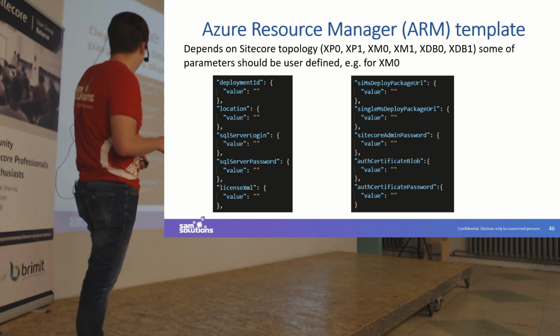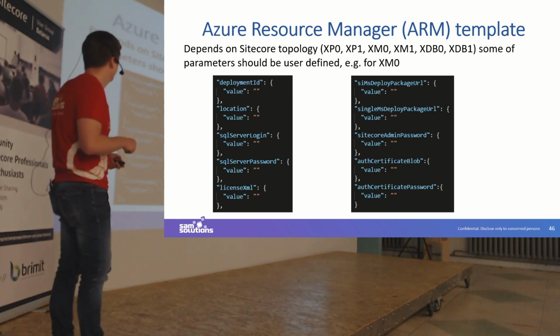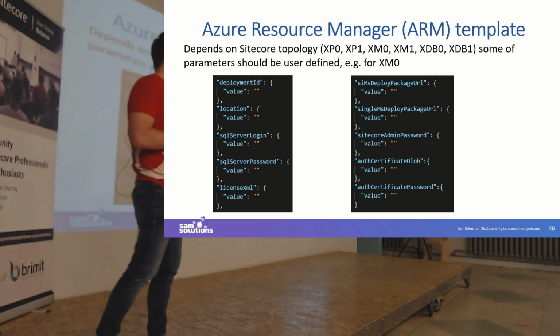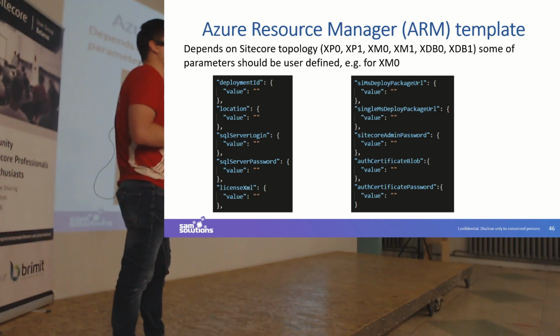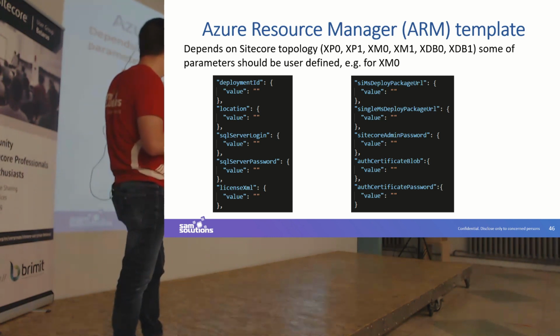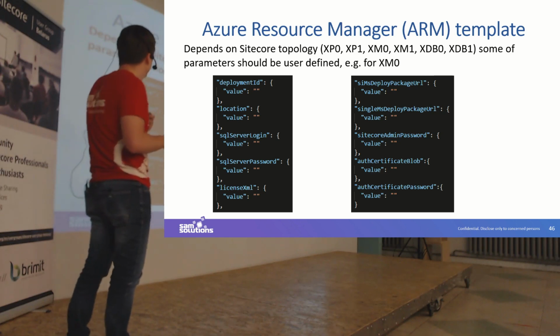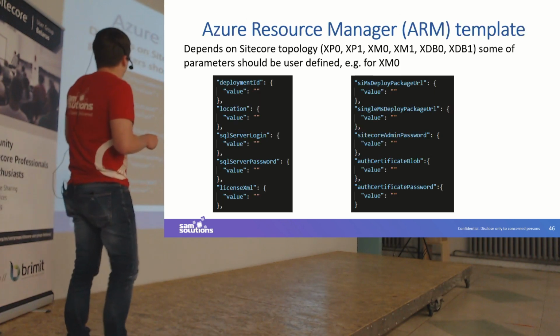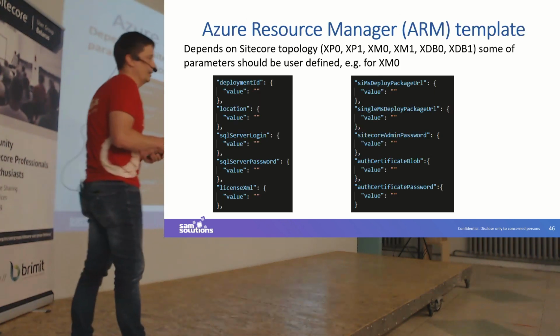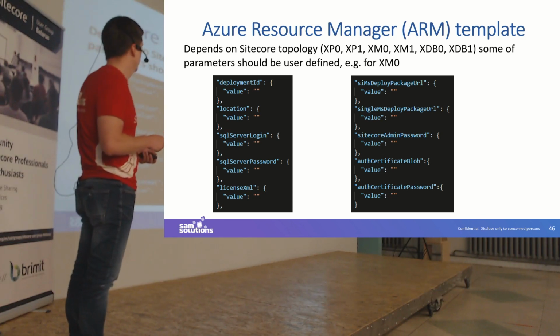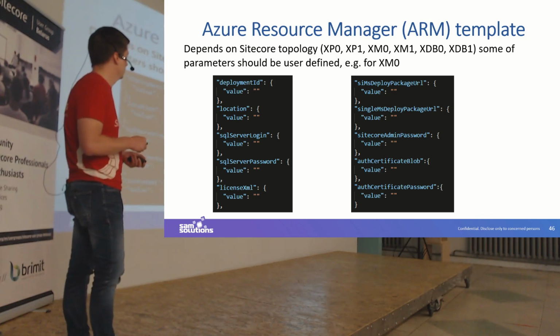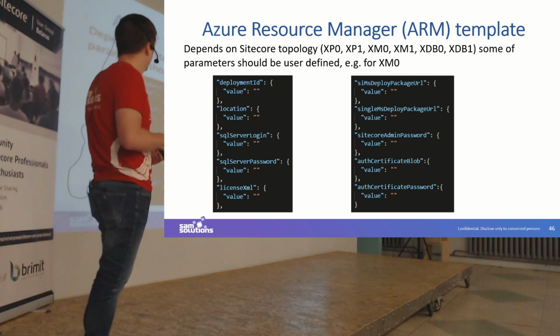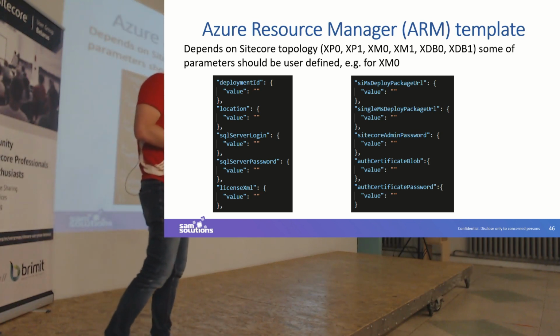And here you can see our parameters. We also need to pre-configure them based on the topology we would like to deploy. So in our sample, we would like to deploy XM. And this is not dozens of parameters, just what I have chosen to share with you.